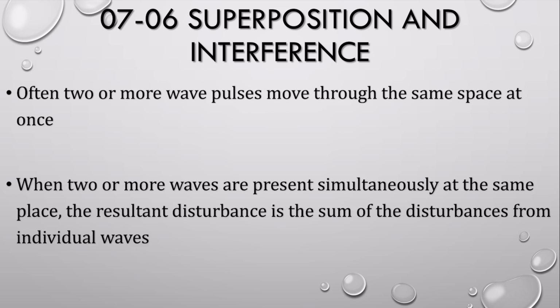When two or more waves are present simultaneously at the same place, the resultant disturbance is simply the sum of the disturbances from the individual waves. So in other words, waves add. And what's particularly adding is the amplitude. So the amplitude will add between all the waves that are at the same place at the same time.